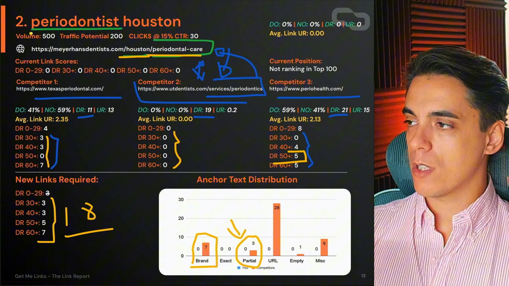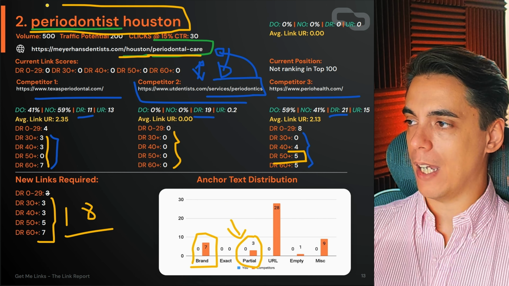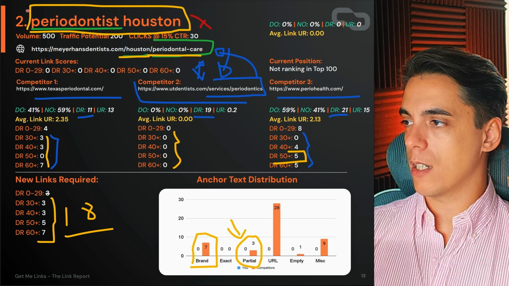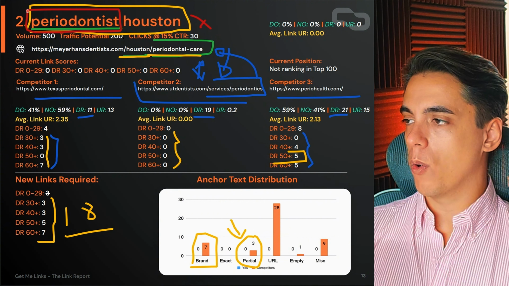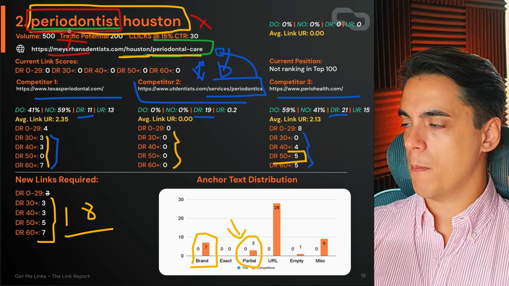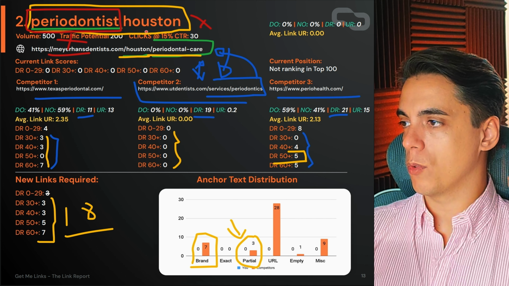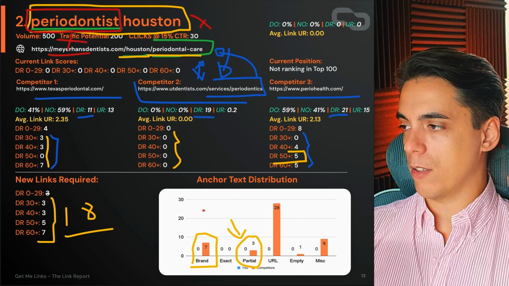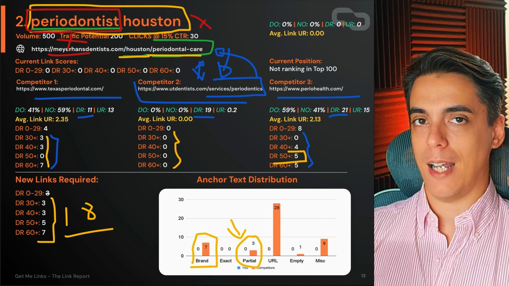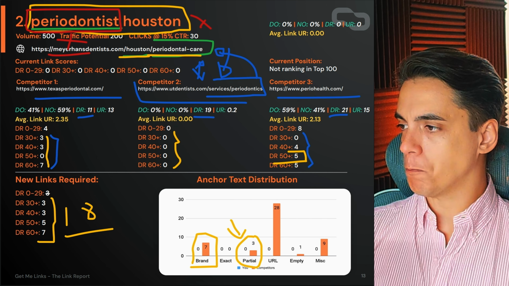Never do service plus city on the anchor text, right? Don't do that. Do only the service, or the brand name plus the service, okay? On the anchor text, don't do "Periodontist Houston". Most legitimate websites will say no to any content that you send that has an anchor text like that, okay?